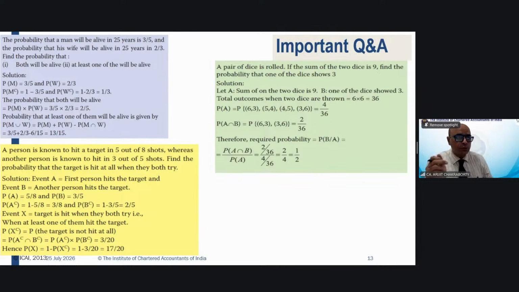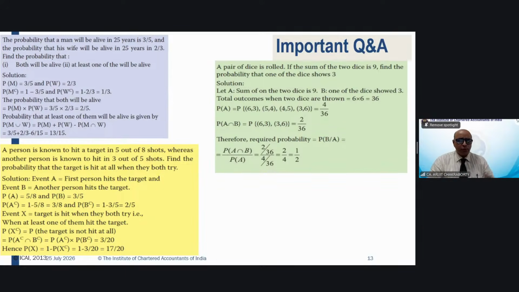This is an example of conditional probability. And here we see a pair of dice is rolled. Two dice are rolled. A pair means 2. If the sum of the 2 dice is 9, so the 2 numbers which appear on the top, any numbers can come. When you throw or roll a dice, any number from 1 to 6 can come. It is seen that the sum of the 2 numbers which appear once you roll 2 dice is 9. The sum is 9. The question is, find the probability that one of the dice shows 3.